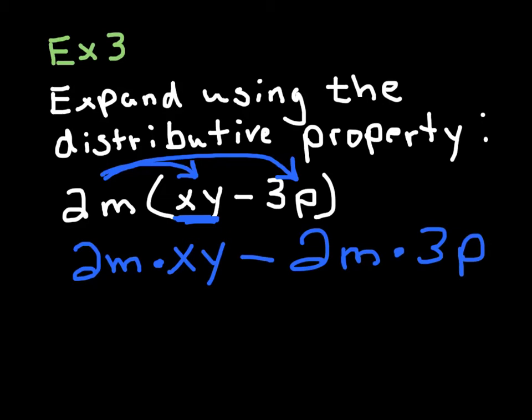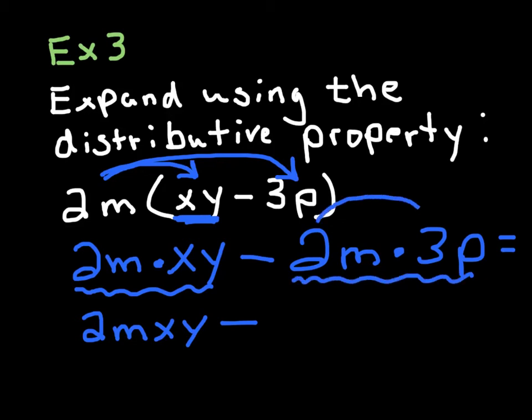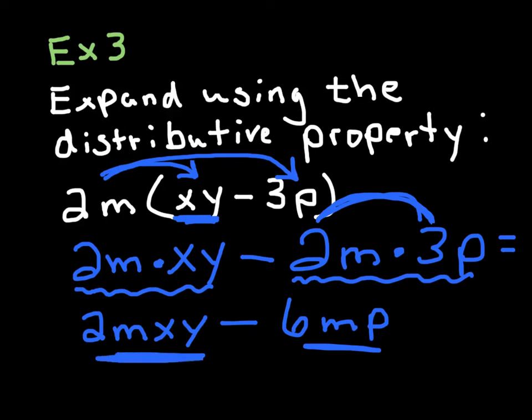Now I can do a little simplifying here also. I don't need the raised dot, so I could just write this as 2mxy. If you wanted to, you could write it as 2xym or 2yxm. The order of the letters doesn't make a difference. Minus. Now this is all multiplication, isn't it? So I actually can kind of simplify 2 times 3, right? 2 times 3 is 6, and then the mp. And I'm done. I cannot take 2 minus 6 because this has an mp in it, this has an mxy in it. They're not the same. So my final answer is simply this.